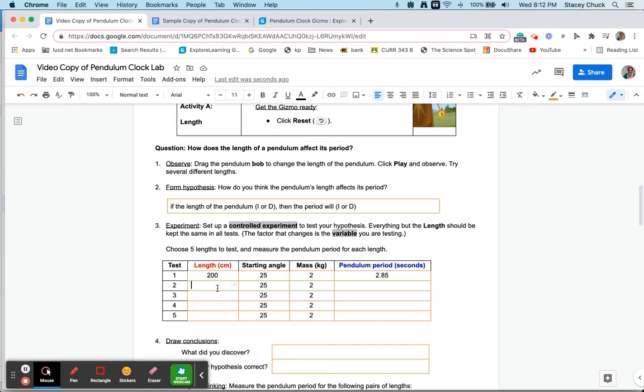Then I'm going to go ahead and pick a couple more lengths to do. So let's say 180, 160, 140, and 120. You can pick your own, but that's what I'm going to just use for this example.